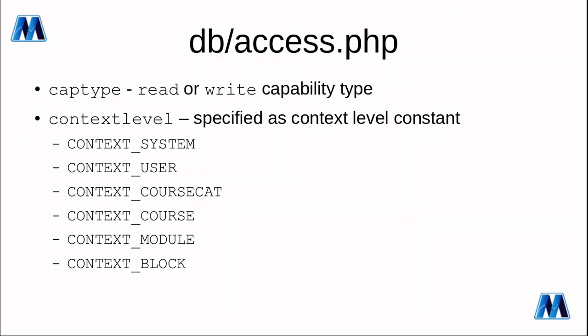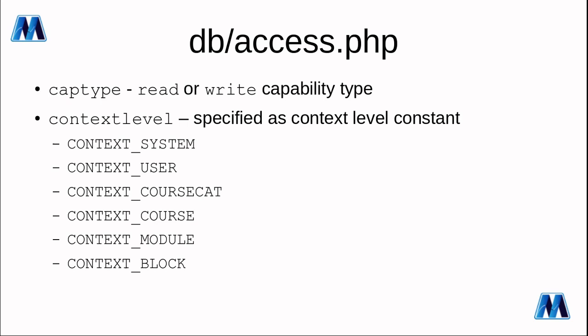So I mentioned the db/access.php file a little earlier on. So this is where you define your capabilities. And for each capability, you have to define some properties as such.